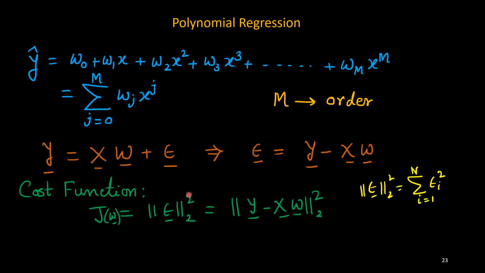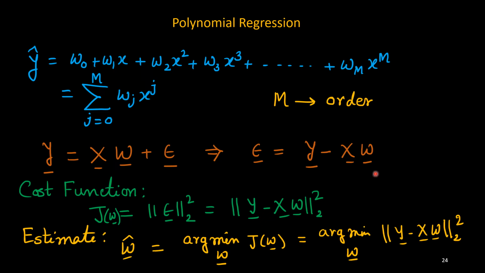So we can consider this norm2 square as a cost function. We wish to minimize this cost, and then we'll find this w vector. We wish to estimate w, which we'll call w cap or hat. This will be the argument minimum of J of w over the w vector. That is the w vector we are looking for, which will give the minimum cost, or minimum loss. So this norm2 square should be minimized.